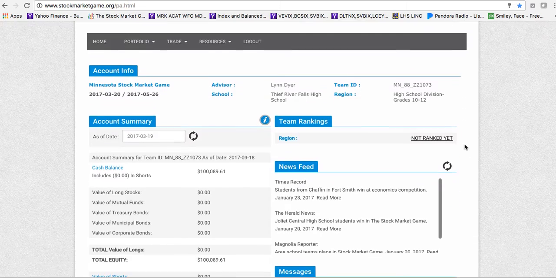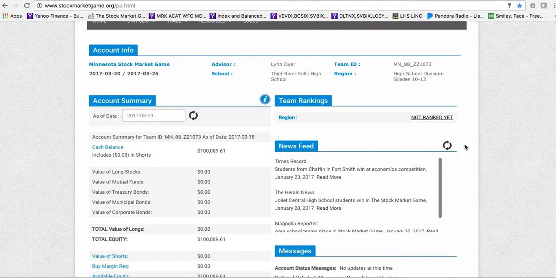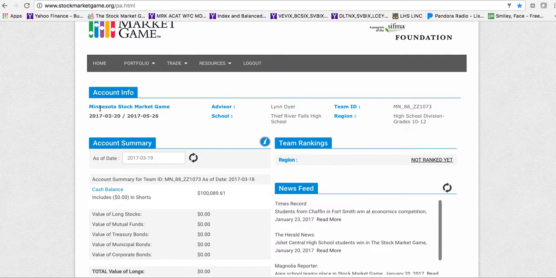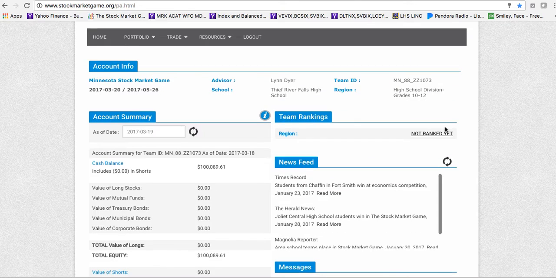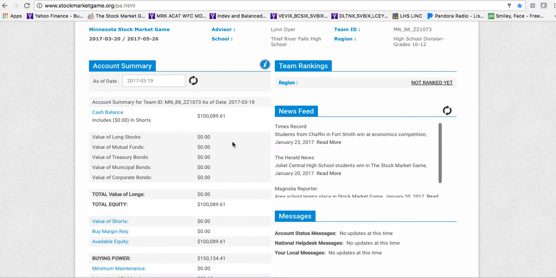Now, what I need you to understand to start with is just some of the basic things on this screen. First of all, you'll see across the top it says it's a stock market game that starts today, 3:20. It has my name as the advisor. Our name is Thief River Falls High School. We're in the 10 through 12 division game. You'll see in the account summary that you're starting out with a little over $100,000 because you've gotten some interest already in the simulation. You've earned $89.61 in interest because I had our game registered a little earlier.